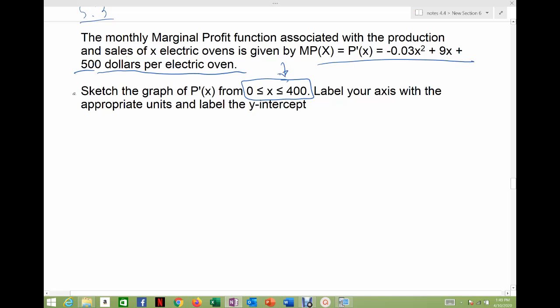So I'm actually going to use that when I set up my graph. Label your axes with units and label your y-intercept. And whenever you're doing graphs, you should always do that. Always label your axes with the units they represent and label your starting point, where your graph is starting, your y-intercept.